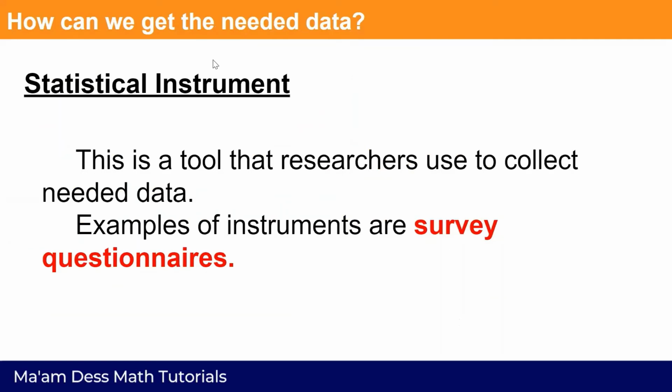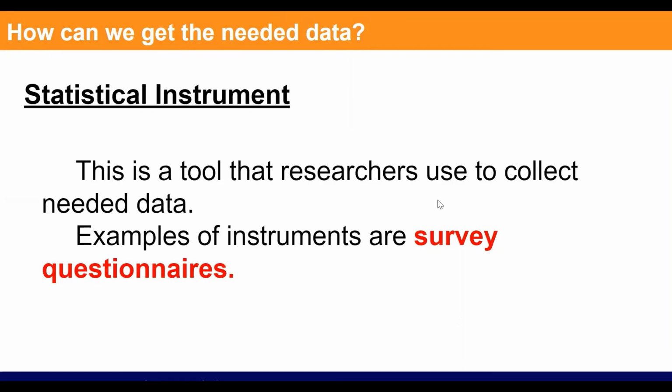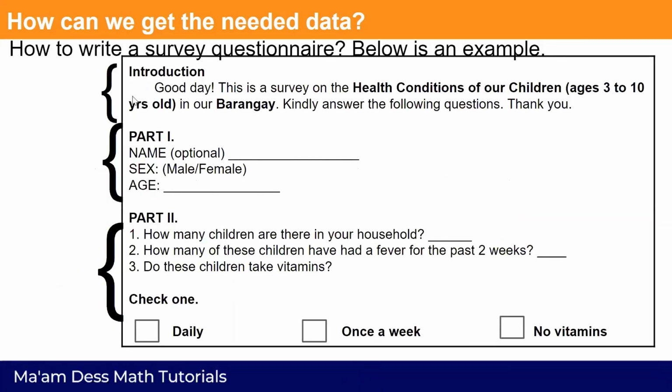So we can get the needed data by means of a statistical instrument. This is a tool that researchers use to collect needed data. Examples of instruments are survey questionnaires. Ayan. So, how to write a survey questionnaire? Below is an example.